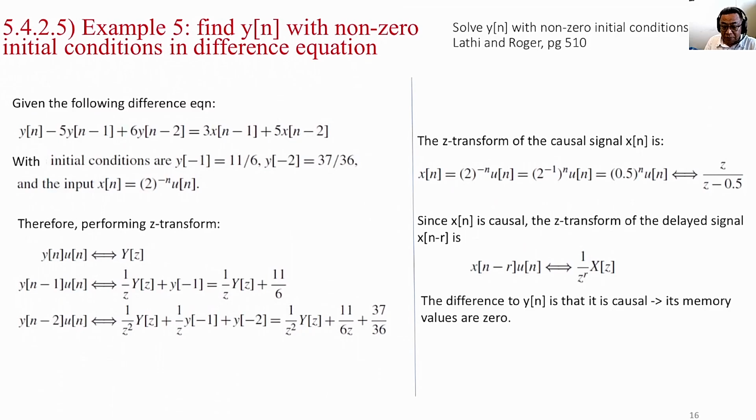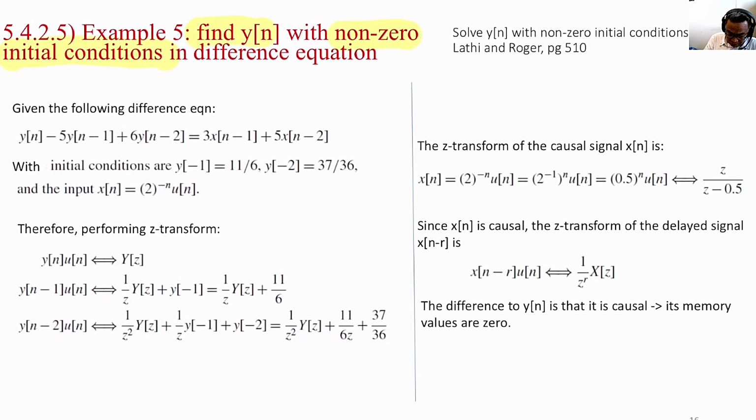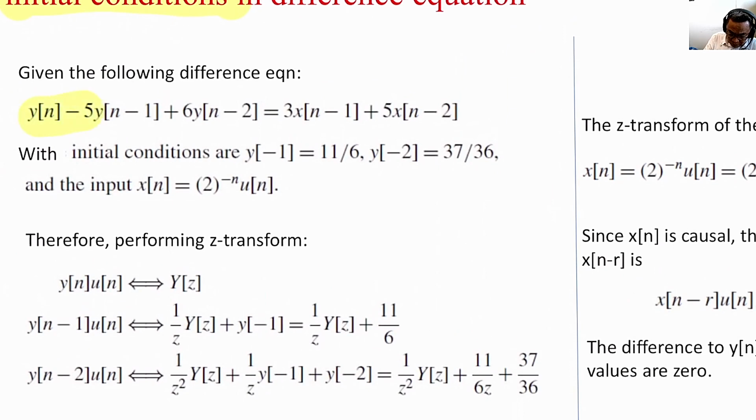This is example 5, where we are asked again to find y[n], but this time with non-zero initial conditions. So we are given a difference equation like this, but additionally we are also given the value of y[-1] as well as y[-2]. Since y[-1] and y[-2] are given, it means that they did not start with zero initial conditions. They have this value for y[-1] and this value for y[-2].